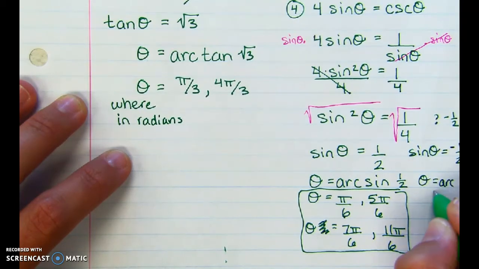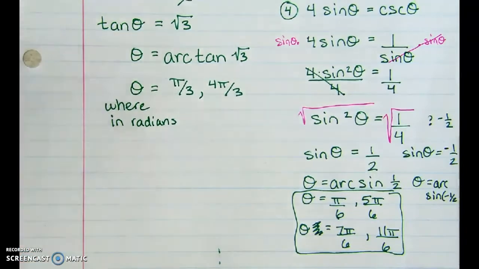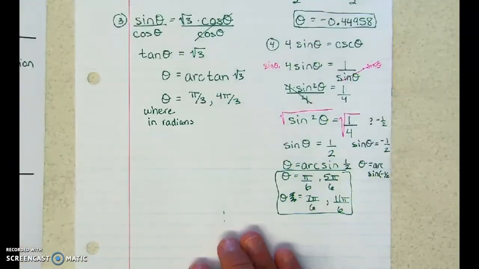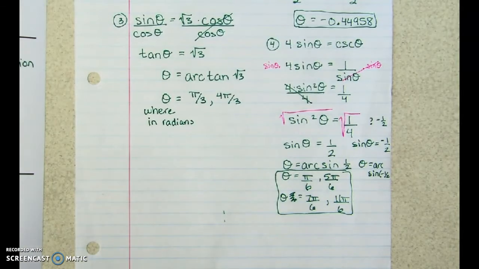We're out of room. Arc sine of the negative. So we just plug them in to check and it works out. Good. All right. Where are we next?